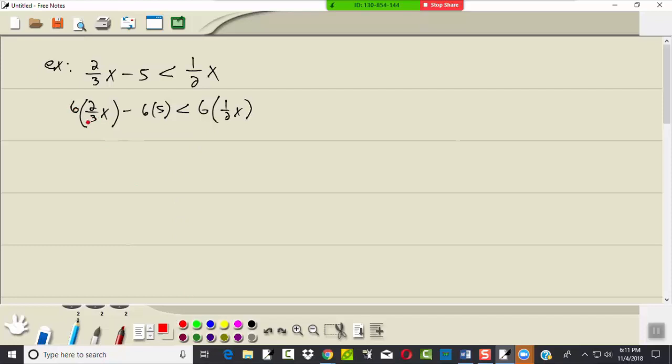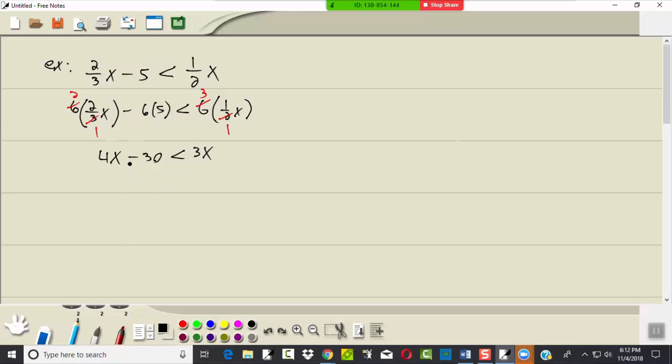6 and 3 are both divisible by 3. 3 divided by 3 is 1. 6 divided by 3 is 2. 6 and 2 are both divisible by 2. 2 divided by 2 is 1. 6 divided by 2 is 3. 2 times 2 is 4, so we've got 4x minus 30 is less than 3 times 1, 3x.